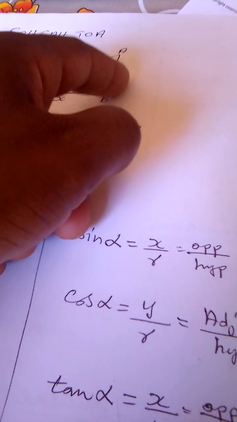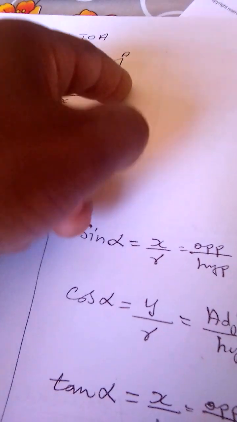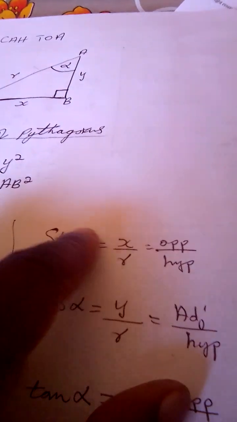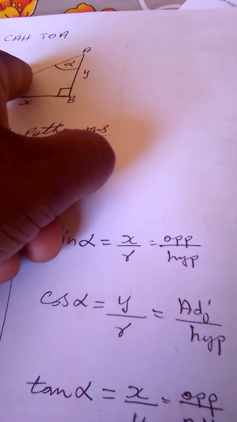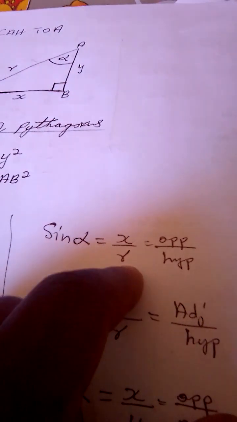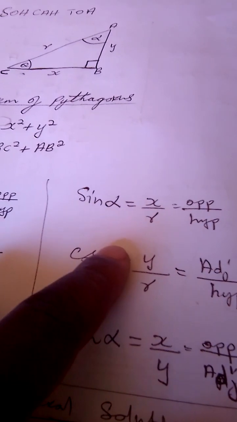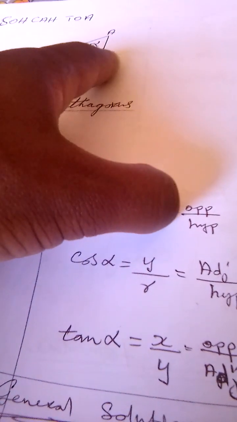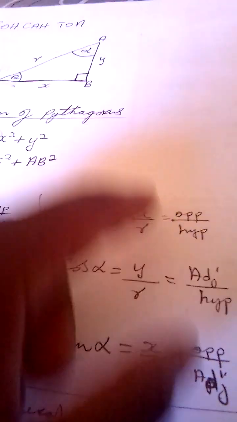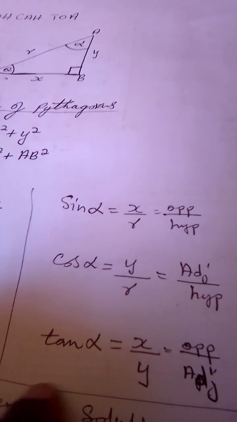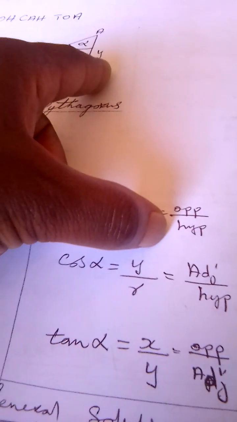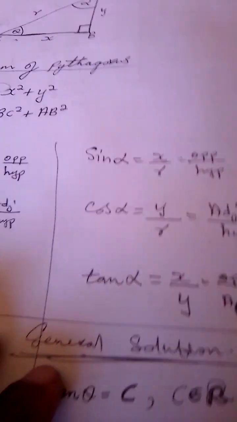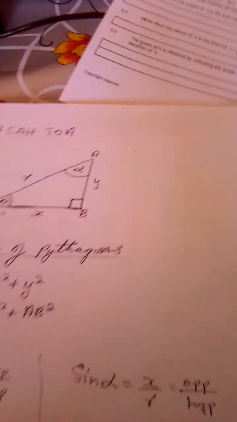Then it means the last part now will be our adjacent. So now let's see. Sin alpha is opposite over hypotenuse, so it's y over r. Cos alpha is adjacent over hypotenuse. And then tan alpha is opposite over adjacent. This is how you apply the trig ratios.